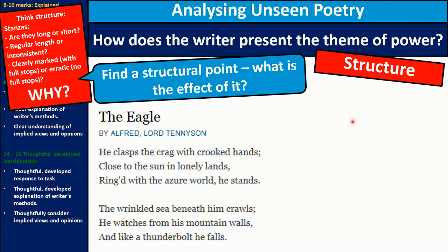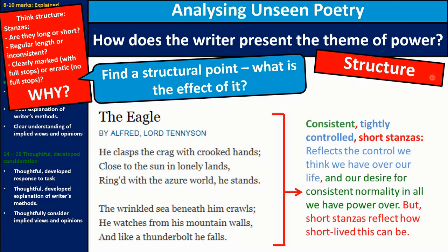So in terms of my analysis on this one, the stanzas here are very consistent, they're tightly controlled, they're three lines, end stop, end stop. That reflects the control we think we have over our life, our desire to have consistent normality in all we have power over. But the fact those stanzas are so short reflects how short-lived this can be. Can you see how I've taken those different features of the structure, how it's consistent, how it's tightly controlled, and how there are short stanzas? And from those colours there, you can see how from each one, I've layered up different interpretations for the effect of the structure.